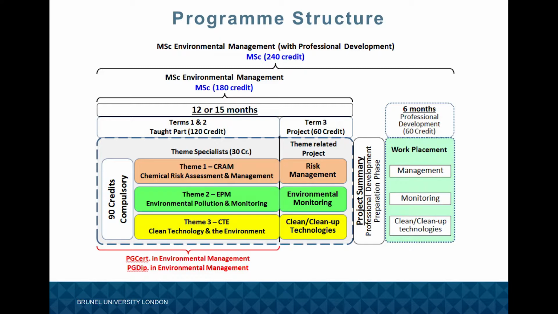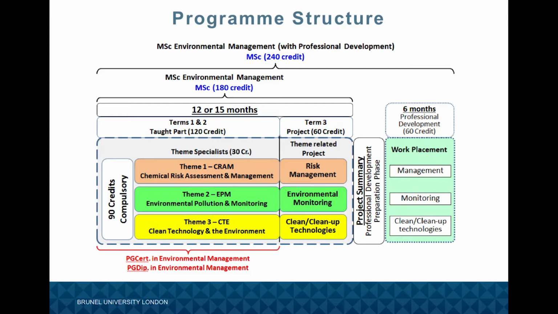these three themes. The first one is chemical risk assessment and management. The second is environmental pollution and monitoring. And the third theme is clean technology and the environment. You will complete these 120 credits in term 1 and term 2. And in term 3, you are expected to work on your dissertation. That will give you 60 credits.